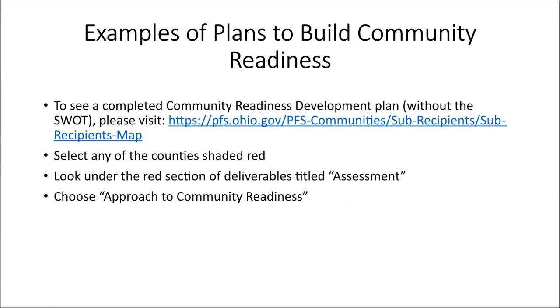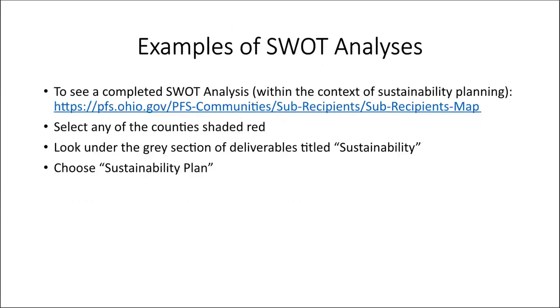You may or may not have ever created a community readiness development plan. So the link on the screen gives you examples of plans that have been created in the past. And in this case, for the Ohio SPIF PFS initiative. All you need to do is navigate to the website, select any of the counties that are shaded in red, look under the red section of deliverables titled Assessment, and choose Approach to Community Readiness.